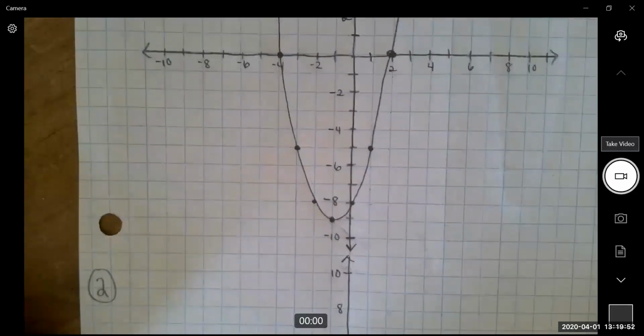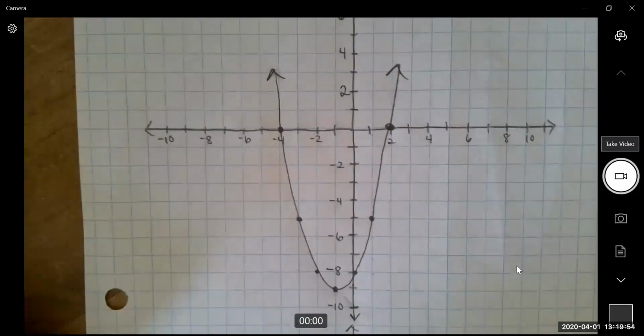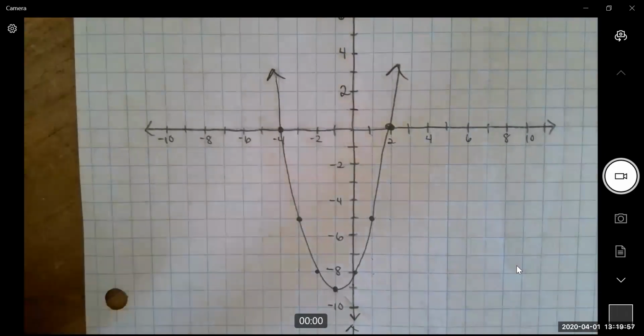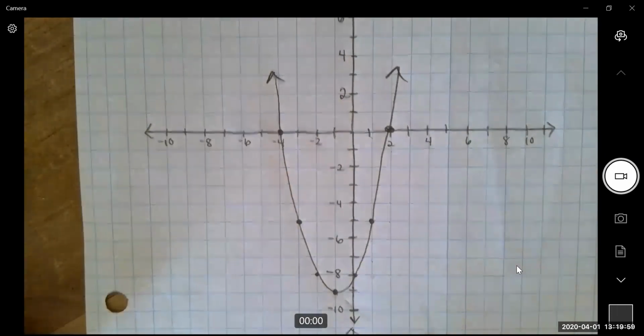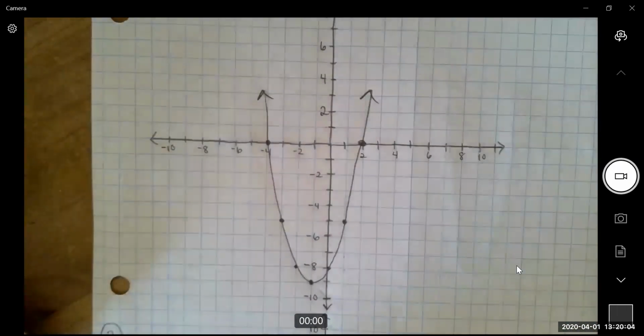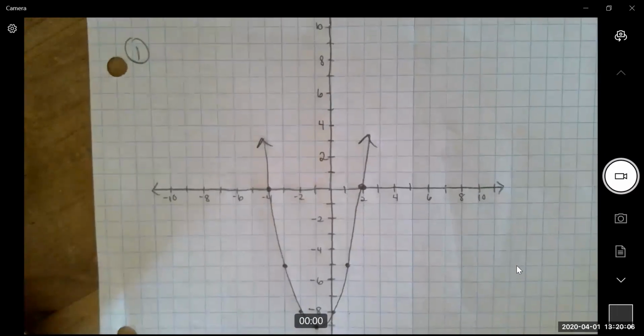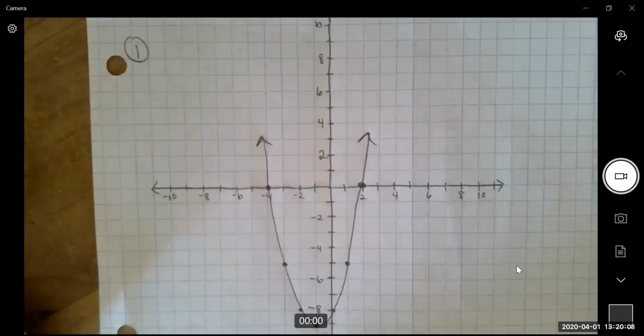All right, so let me get the camera going here. You're going to want to copy the graphs. There are 3 graphs. I made all 3 of them 10 by 10. Here's the first one. I'll count to about 5 or 7 in my head, and then I'm going to move it up. You're going to need to pause the video.